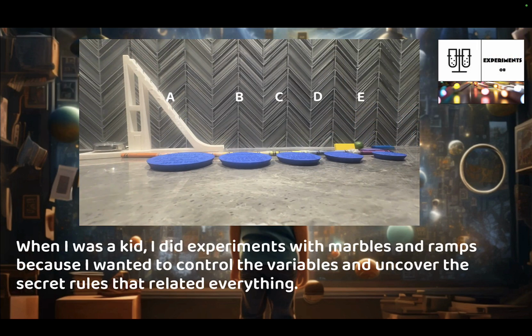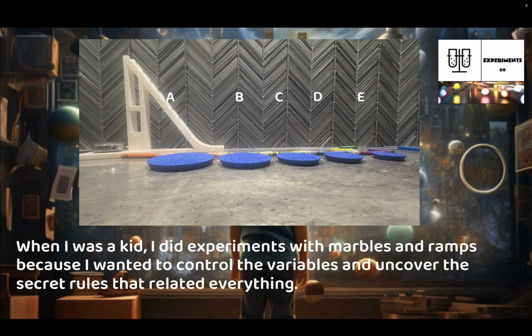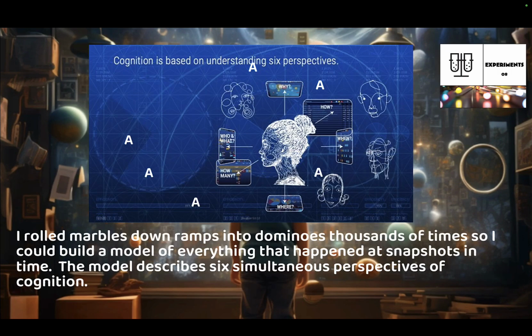When I was a kid, I did experiments with marbles and ramps because I wanted to control the variables and uncover the secret rules that related everything that was moving around me. I could tell that there were rules and they were invisible, and I wanted to understand them. And I would roll these marbles down ramps into dominoes thousands of times, and I would build a model of everything that happened at snapshots in time.